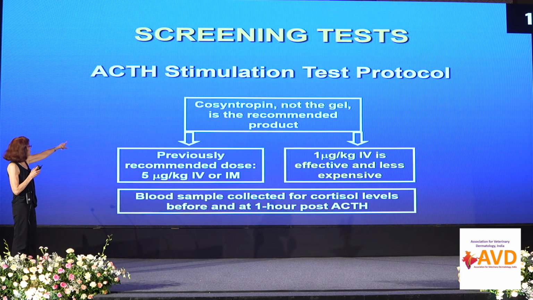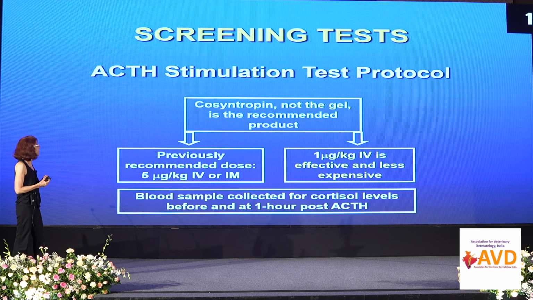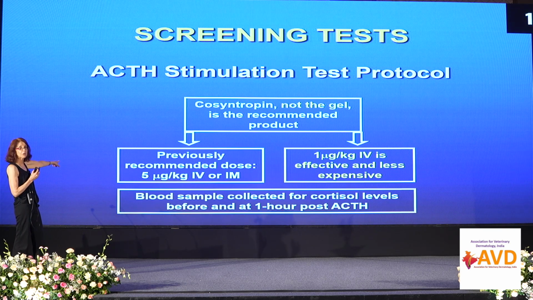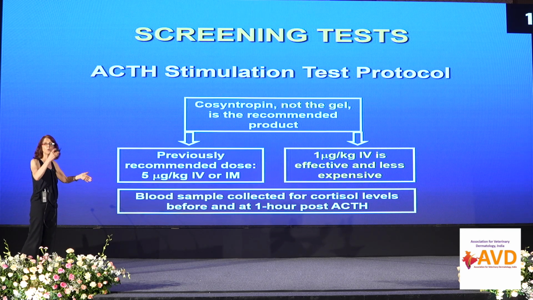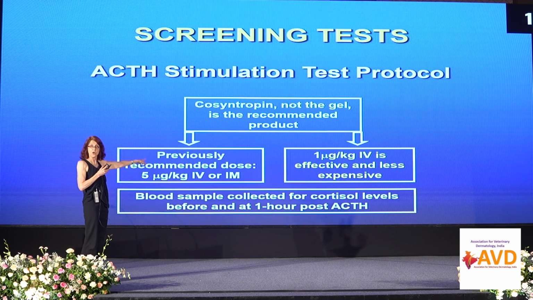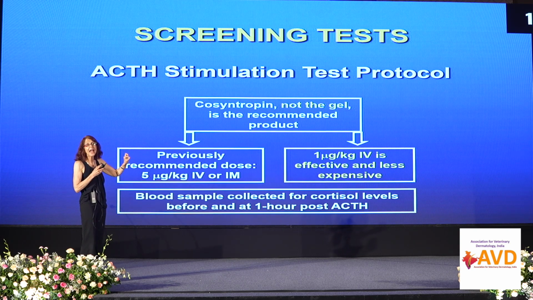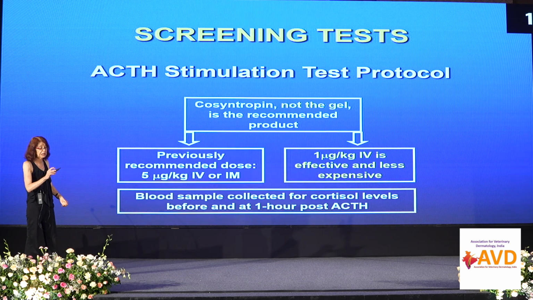So is that what you use, cosyntropin? Not the gel, right? Because with the gel there's so much variation in bioavailability that it's not recommended, okay? Previously it was 5 micrograms per kilogram, IV or IM, okay? And you collect before and 1 hour after. But now they know that this lower dosage is also accurate, so you can use it to diagnose Cushing's, okay? So 1 microgram per kilogram, but given IV. Don't give that lower dosage IM, okay? It is effective and less expensive.